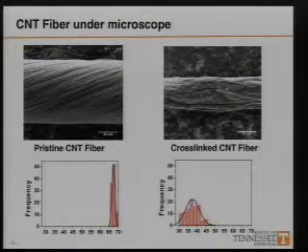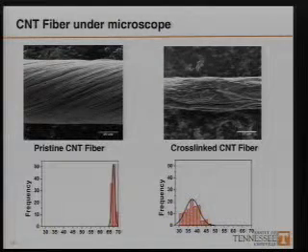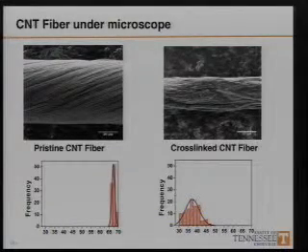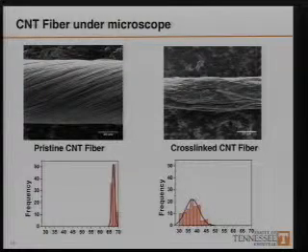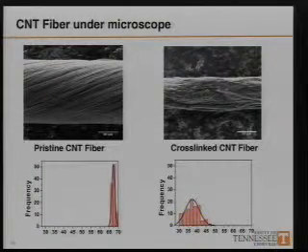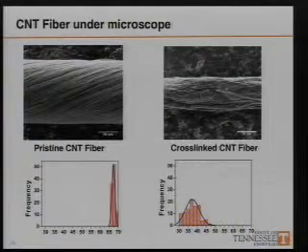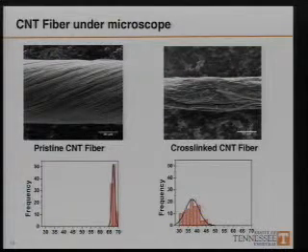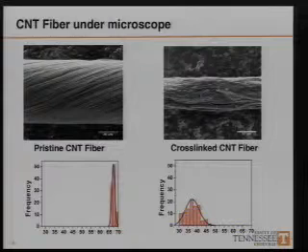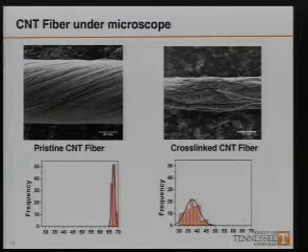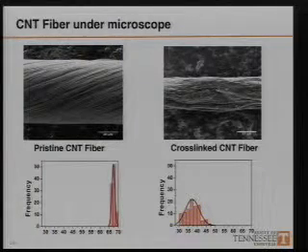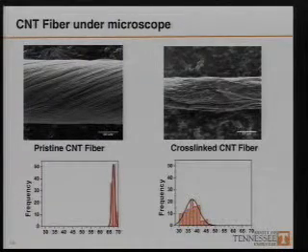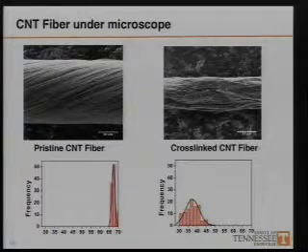So the surface structure can be characterized by SEM images. Before cross-linking, the pristine nanotube fibers are loosely packed with a fuzzy surface, and the nanotubes are aligned at a twist angle to the axis of the fiber. After cross-linking, the surface has increased in roughness, and the diameter has shrunk dramatically to only about half the original value.